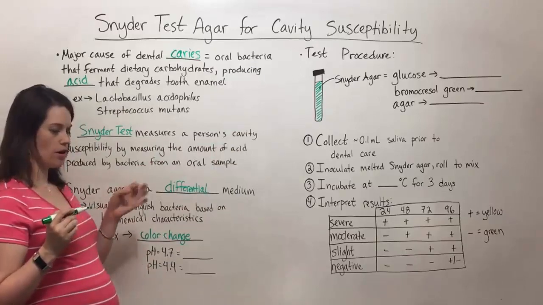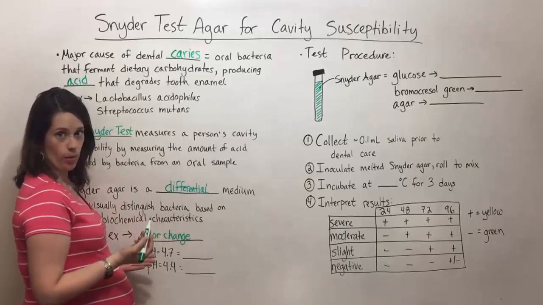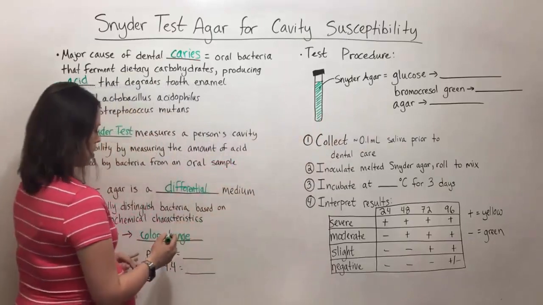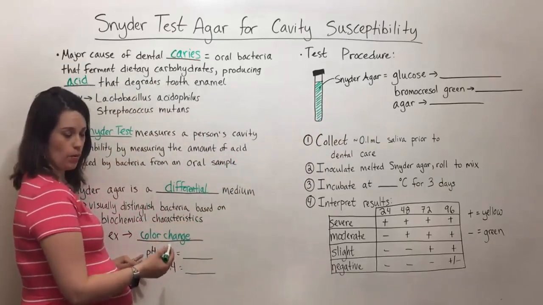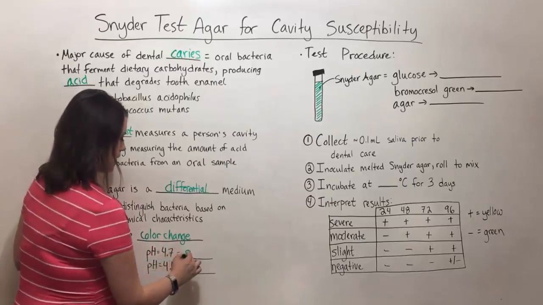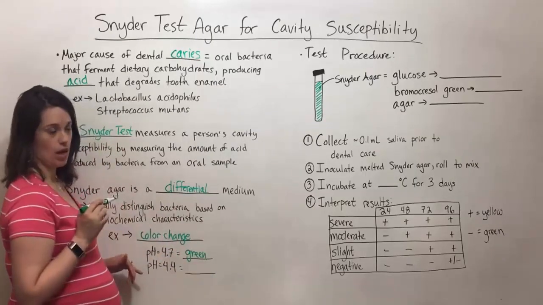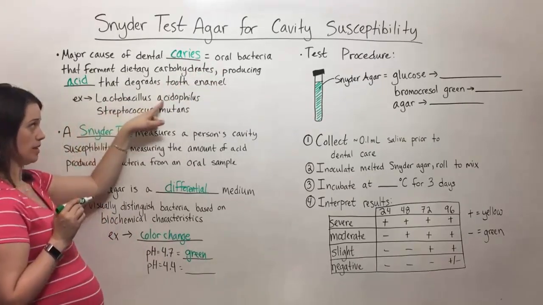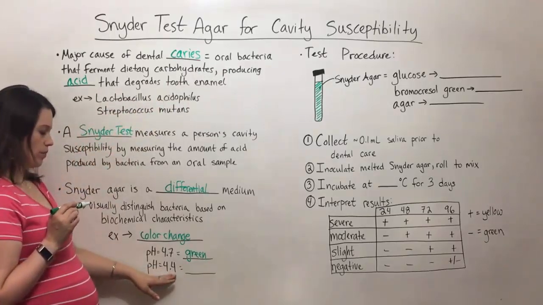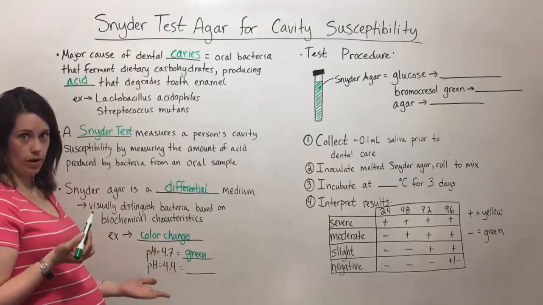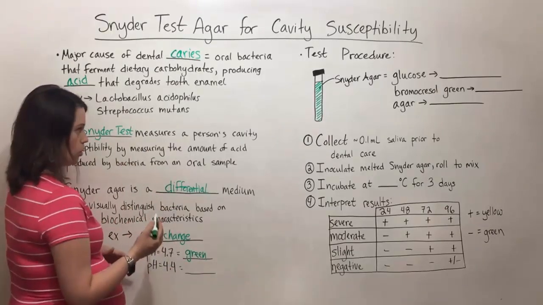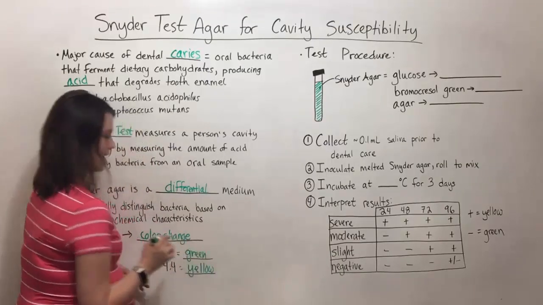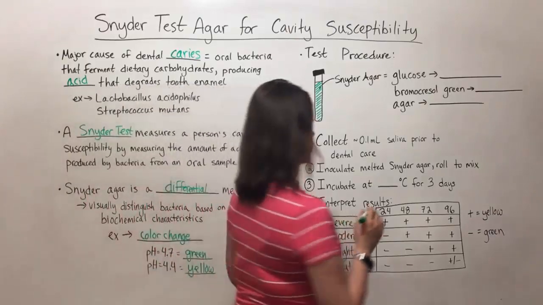And so the agar itself starts at a pH of about 4.7, and there is a pH indicator in there called bromocresol green, which, when it's at a pH of 4.7, is green in color. But when acid is produced by these oral bacteria, things like this Lactobacillus and Streptococcus, that will lower the overall pH to 4.4, and anything that's 4.4 or lower will cause that bromocresol green to be yellow. So with that in mind, let's look at the test procedure.